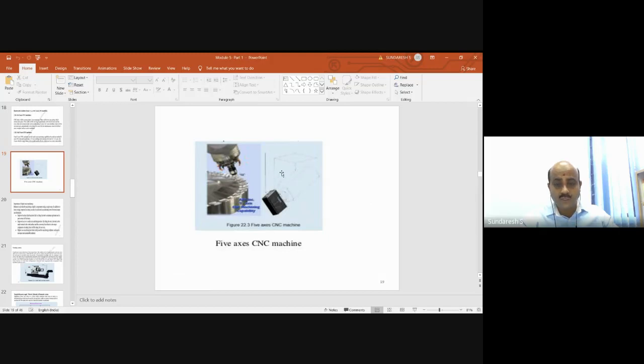The picture you can see over here is the 5-axis CNC machine. Apart from the 3 rectilinear motions, you can have 2 rotary motions. One is that the spindle can be rotated, and the second is the indexing table. Those 2 can be rotated. So this is what we generally call the 5-axis CNC machine, right?